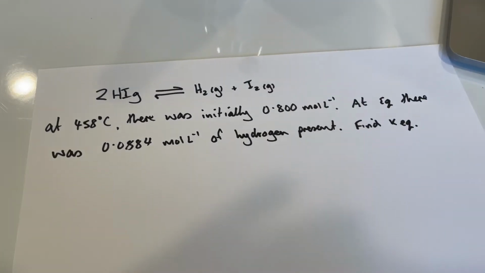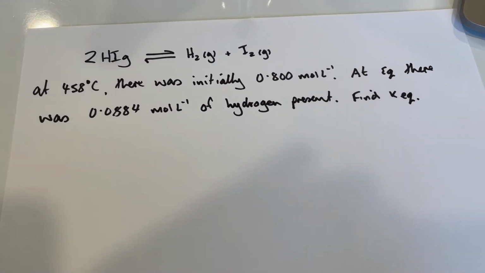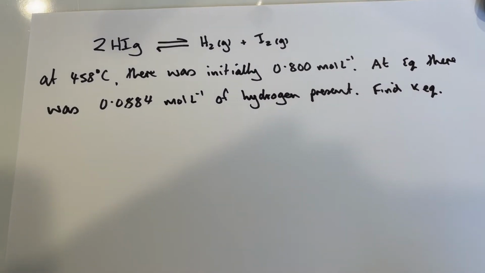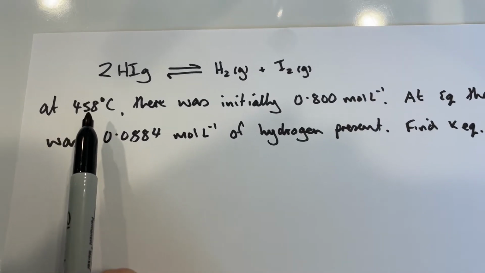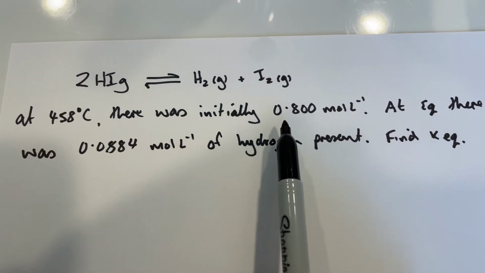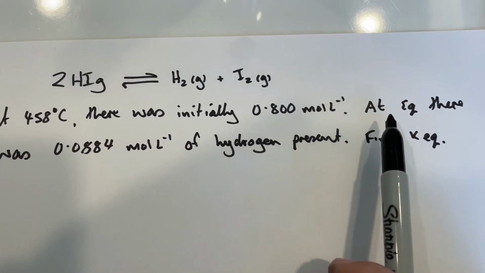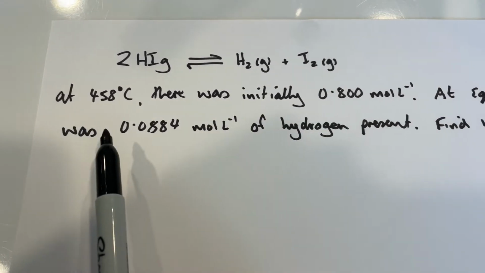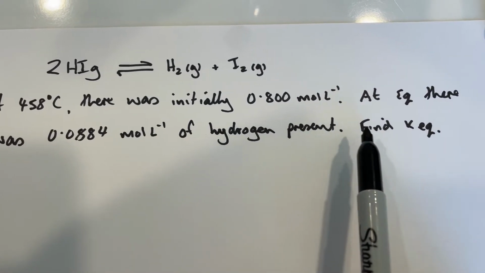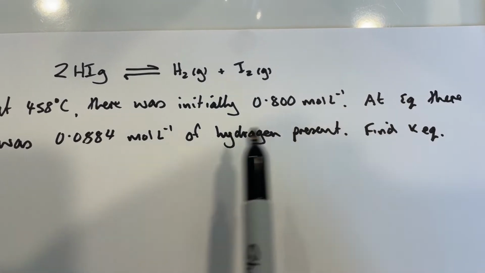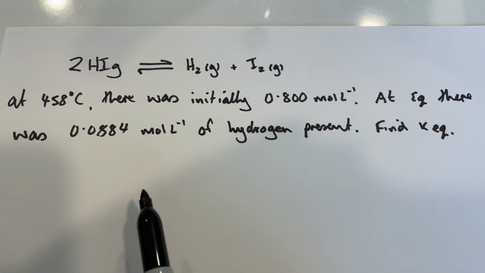Okay, let's consider this question carefully as an example of needing to use the ICE box to calculate KEQ. We're told that at 458 degrees Celsius, there was initially 0.8 moles per litre. That's all it says, full stop. At equilibrium, there was 0.0884 moles per litre of hydrogen present. Find KEQ.